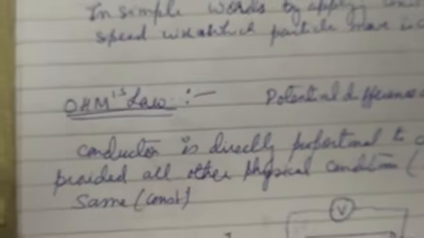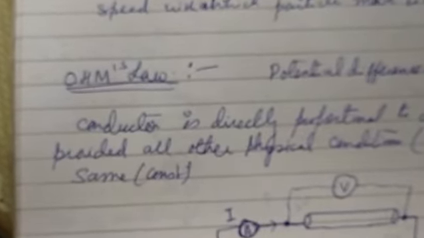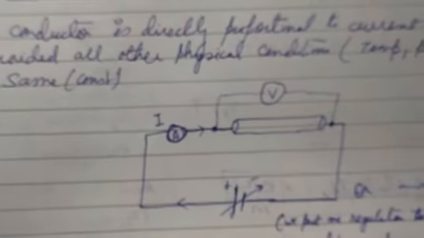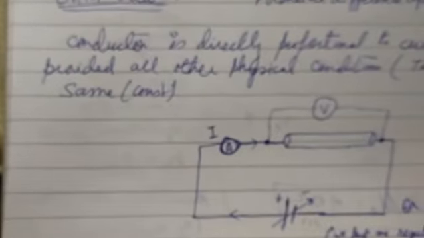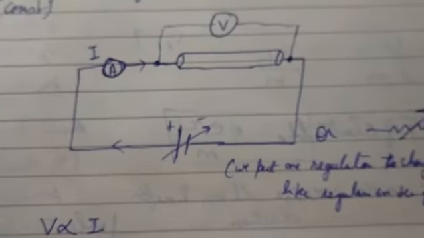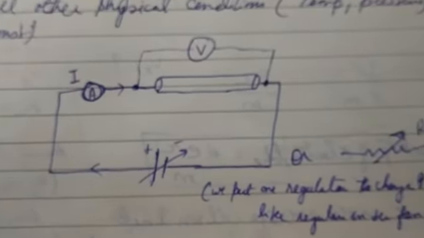Now next is Ohm's law. Ohm's law we have already discussed a little bit. We have studied it in class 10th. The potential difference applied across a conductor is directly proportional to the current flowing in it, provided all other physical conditions such as temperature and pressure remain constant. This is known as Ohm's law.